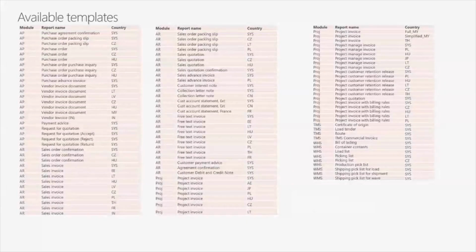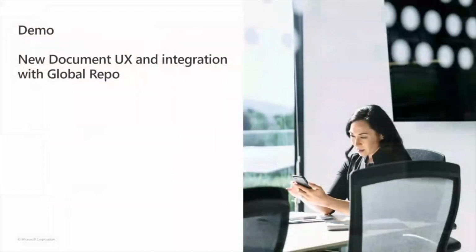And here's the list of all available templates. And basically, we have completed the uptake of all the documents which are supported via print management in the system across all the modules: SCM, ERP, project, warehouse, etc. So all of them are available, right, and can be downloaded either from LCS or from global repository. Okay, that's all for slides. So now let's switch to demos.